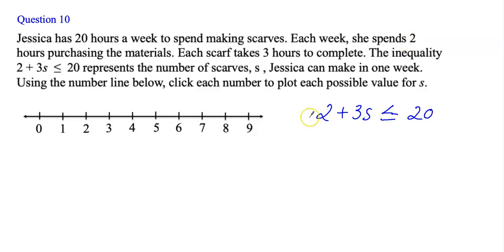And you should notice probably that the 2 represents the amount of time in hours it takes her to purchase the materials. So 2 hours to purchase the materials plus 3 hours to make each scarf. And the amount of time to do that has to be less than or equal to 20 hours. That's what this inequality means. You really don't need to know that. What you want to do is just solve it.